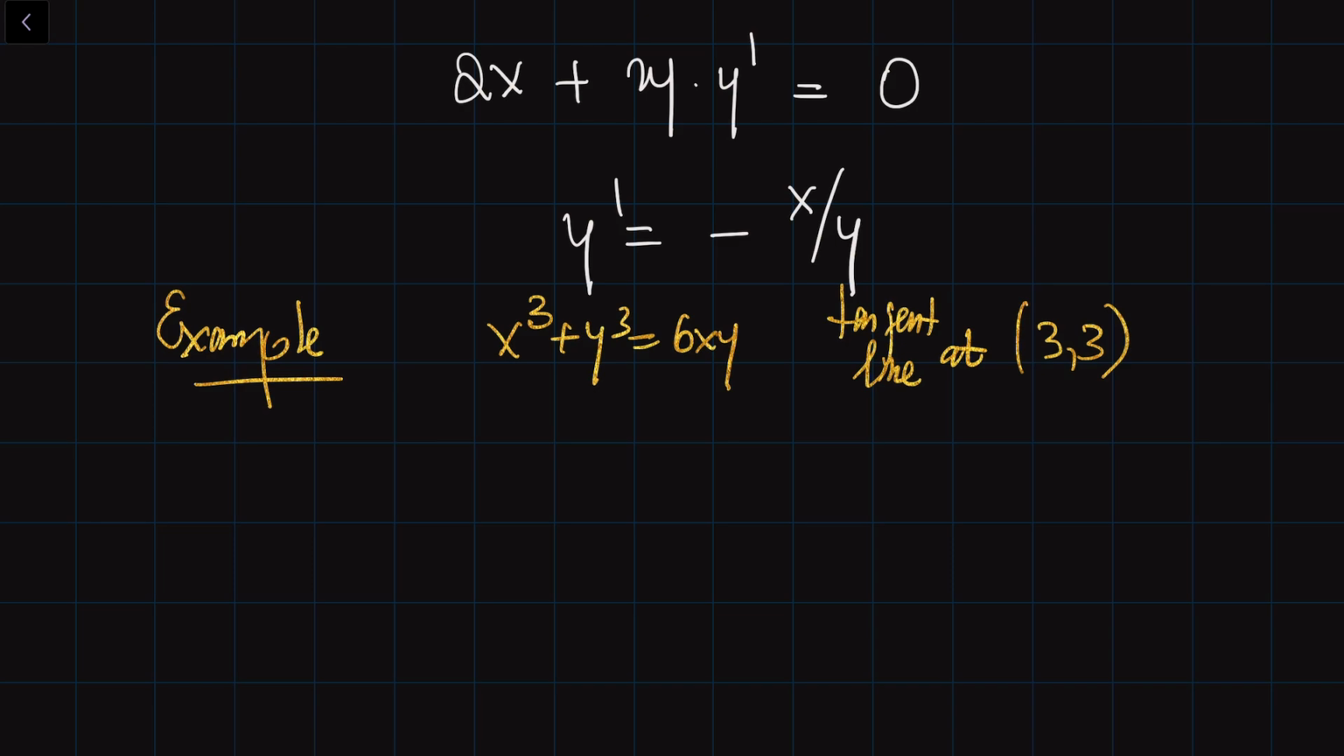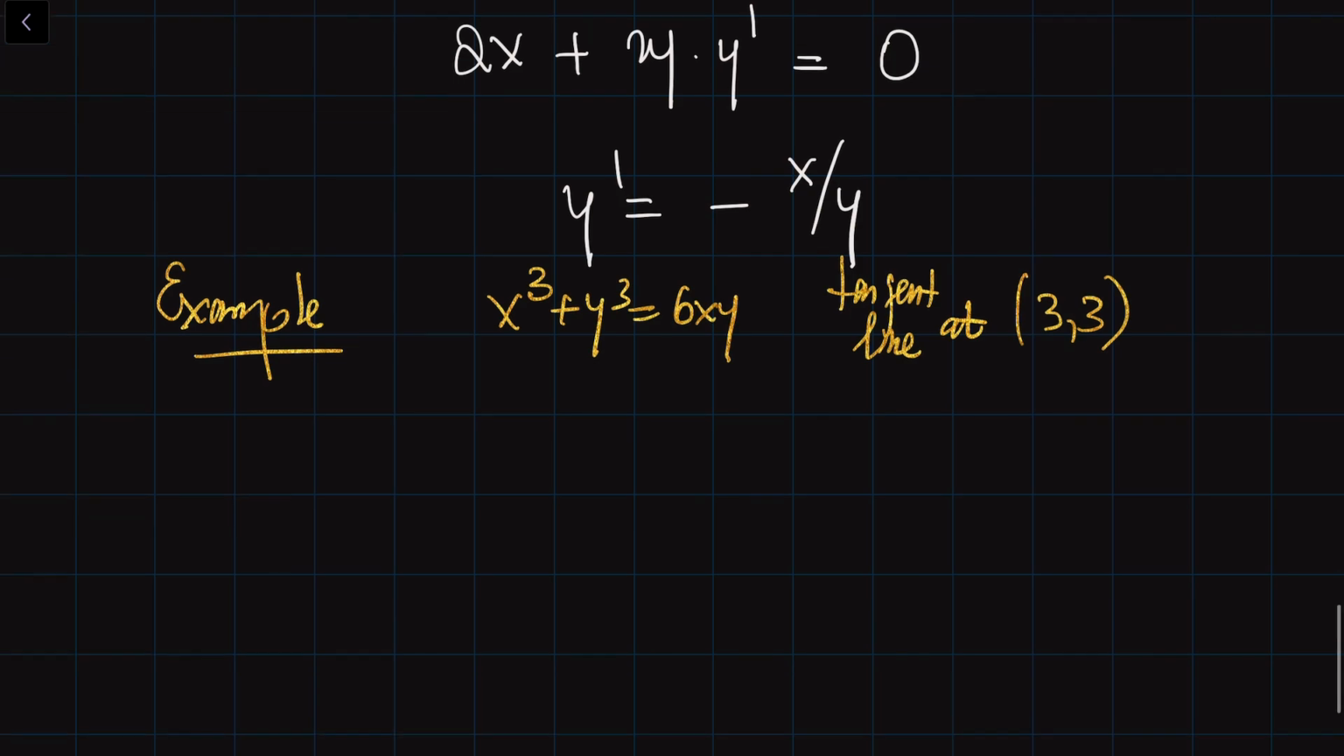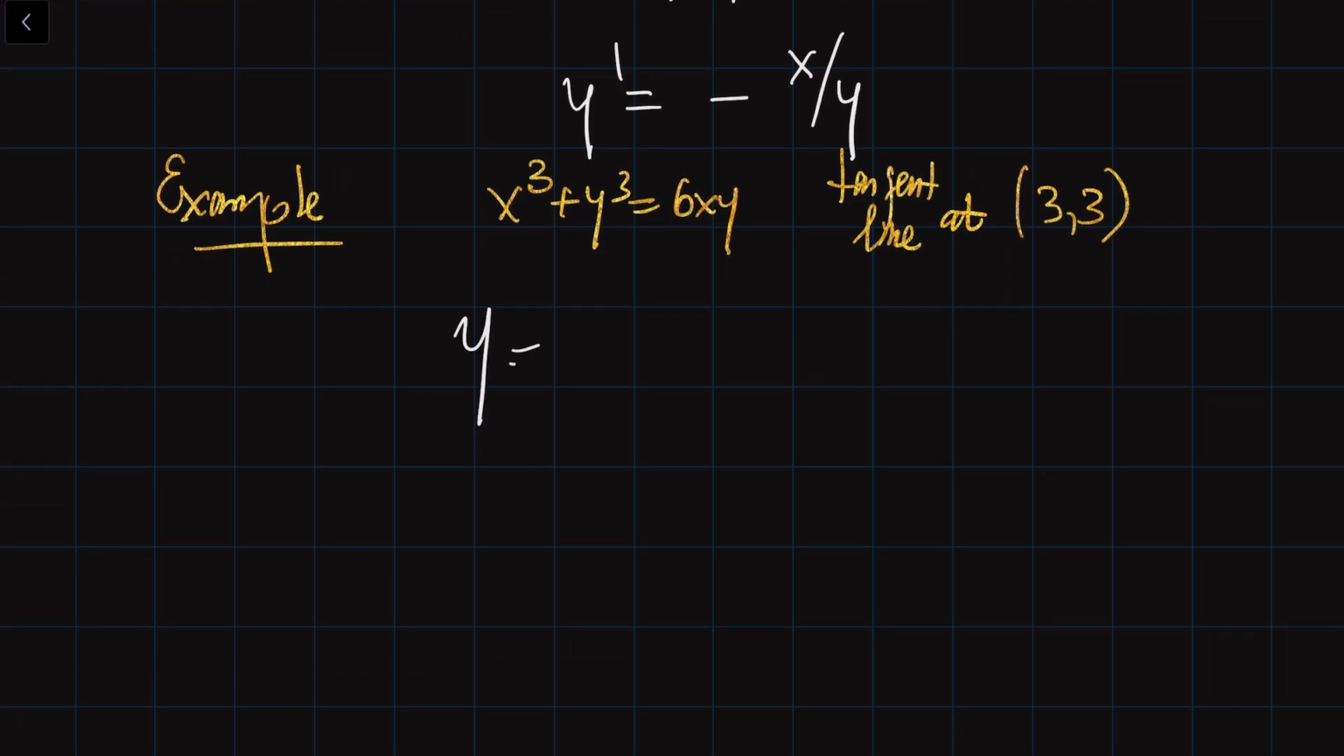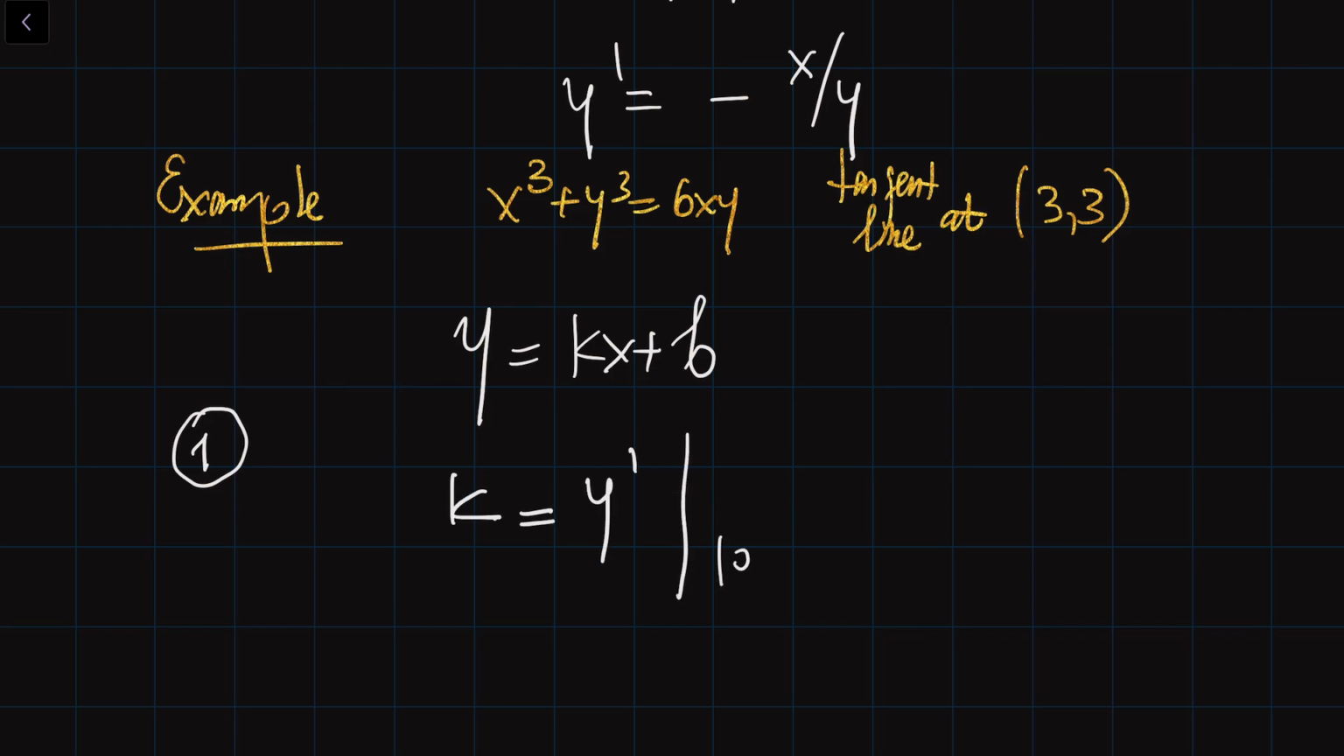Okay? So let's find the equation of the tangent line. Do you remember how we find the equation of the tangent line? Any tangent line is going to have the equation y is equal to kx plus b. And step number 1 is you are going to find the slope of the tangent line. The slope of any tangent line is going to be y prime at this point, (x0, y0). So in this case, it is going to be y prime at the point (3, 3). It works always for any tangent line, okay?